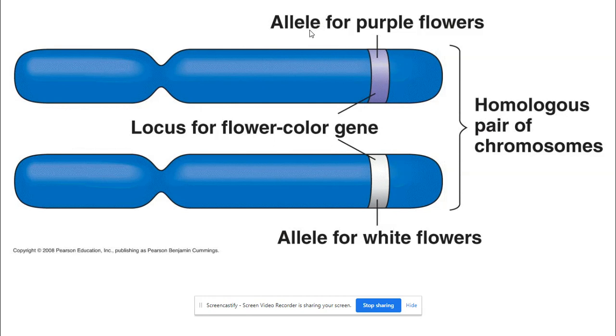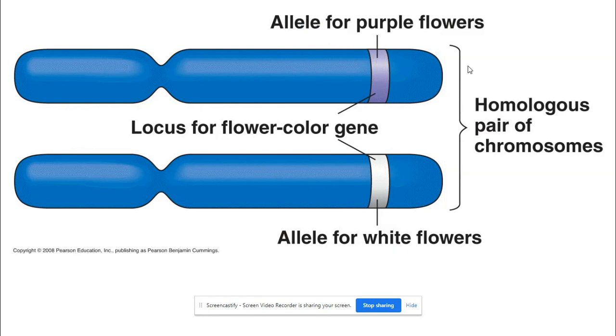So when we talk about alleles, I always like to make the analogy of like your gaming stations. Like Xbox has different versions. They have the 360, they have the Xbox One, they have the original Xbox. So an allele is just a version of a gene. And in this case, there were 2 versions for flower colors. There was a purple version and a white version. We call them alleles, though.